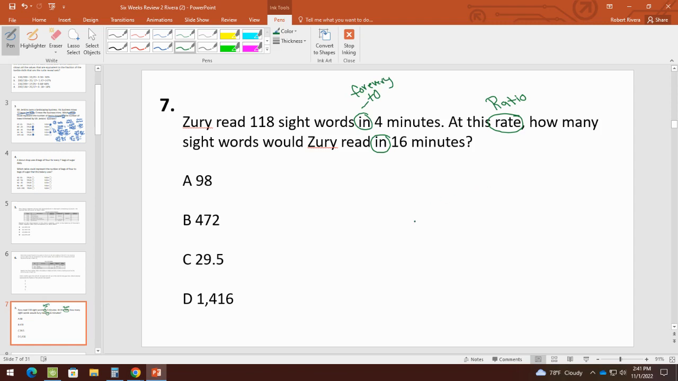Since I have that, here's how your worksheet looks. Number 7, you will begin again the ratio in words. I'm going to create a ratio using words. Then you're going to create a ratio using the numbers that are from the story. Then you're going to create a ratio from the choices.